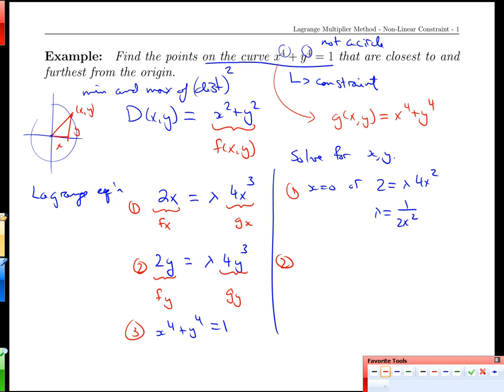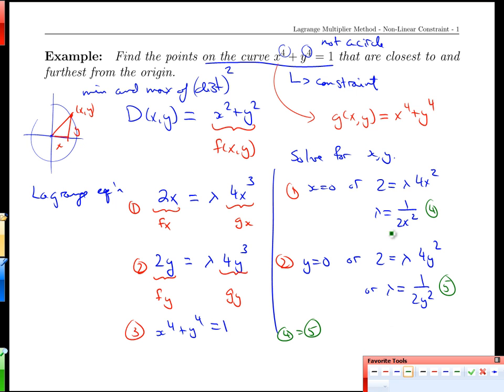The second equation tells us that y could be 0, because if y is 0 on both sides, we're done, or that 2 is going to equal lambda times 4y squared, or lambda equals 1 over 2y squared. That gives us those sets of constraints. And, well, we'd like to get these two together. So let's call them 4 and 5 here. Both equal lambda. We can set both sides equal to each other.